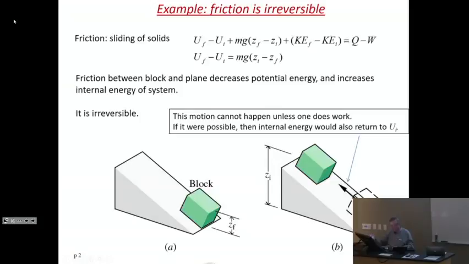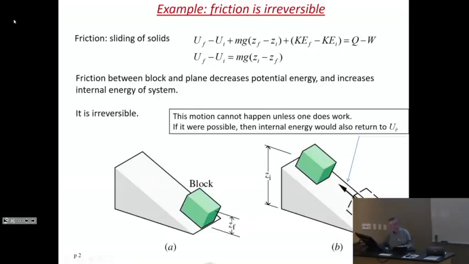So you notice nothing here has a cylinder or a shaft that does work on the block. Well, then the change in internal energy reflects the change in potential energy. In other words, just a change in height times the mass of the block and the gravitational constant. So this friction process, the block going down the slope, is irreversible. This motion you cannot undo unless you apply work to your problem, which by definition we said we weren't doing. If it were possible to do this without applying work, then you would have the internal energy also return from U final to U initial.